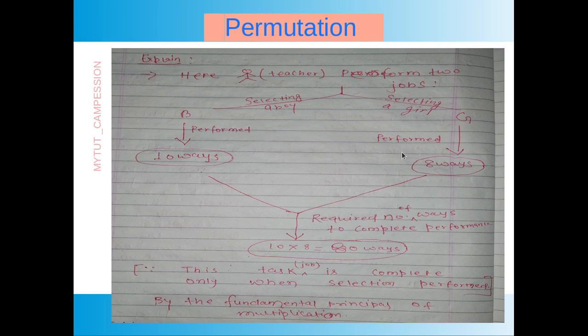Here the teacher performs two jobs, selecting a boy and selecting a girl. The boy is selected in 10 ways and the girl in 8 ways. So the required number of ways to complete this performance is 80. This task is complete only when both selections are performed. This is the fundamental principle of multiplication. I hope you all understand.